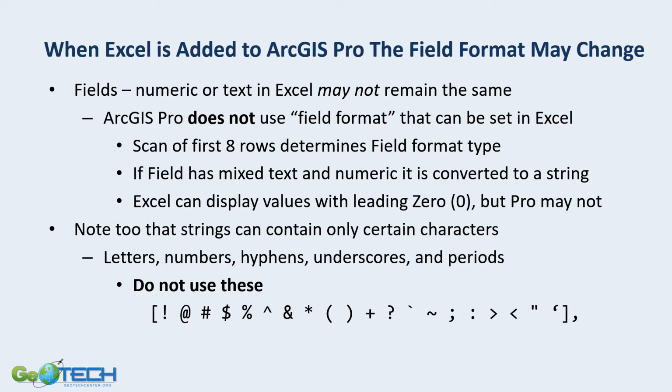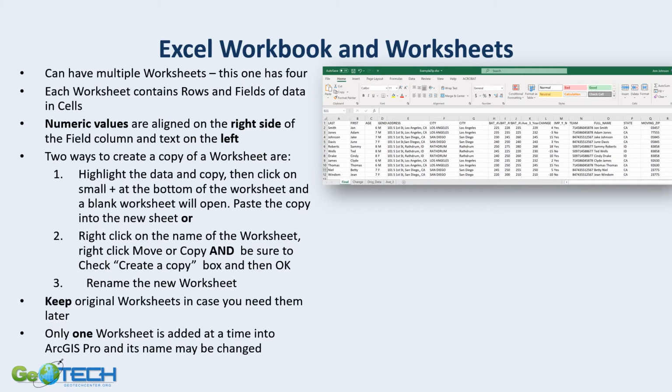Also, especially in part 2, we're going to look at what happens to that leading 0 in some of your fields. Zip codes come with a 0 as the first number, and it does not always persist from Excel to Pro. Note too that strings can contain only certain characters, so don't use these. I'm not going to go through them, but you will see what they are, and it's best to keep it simple.